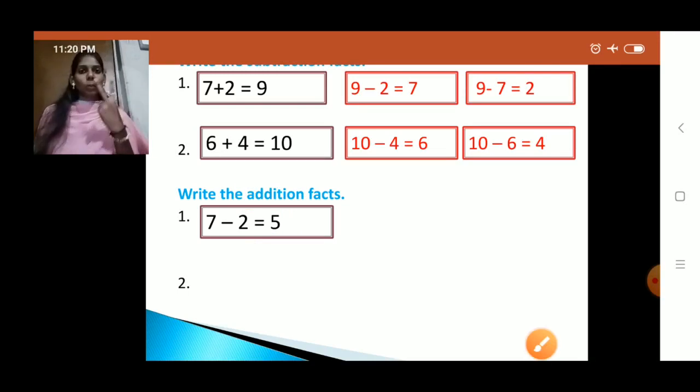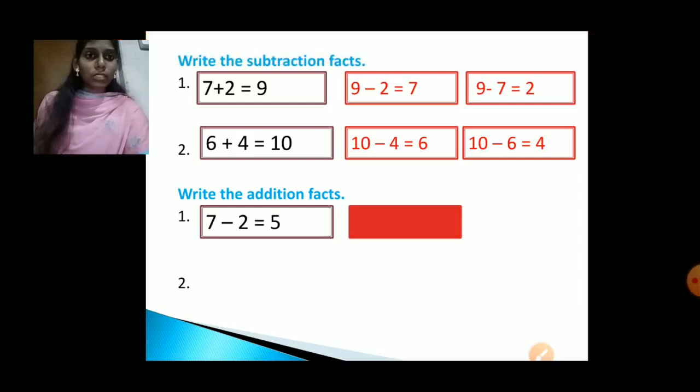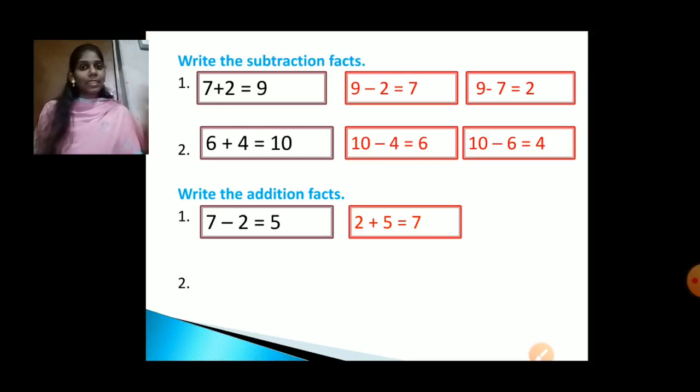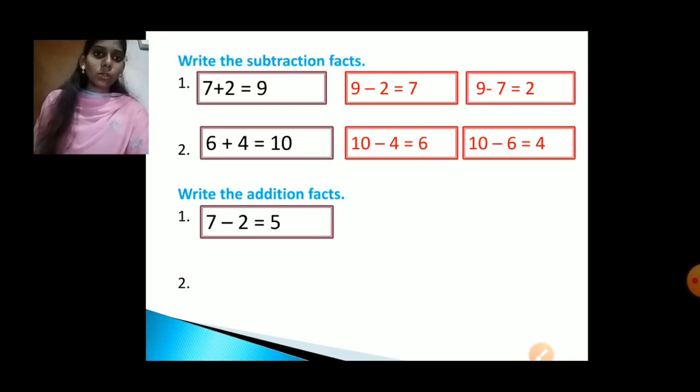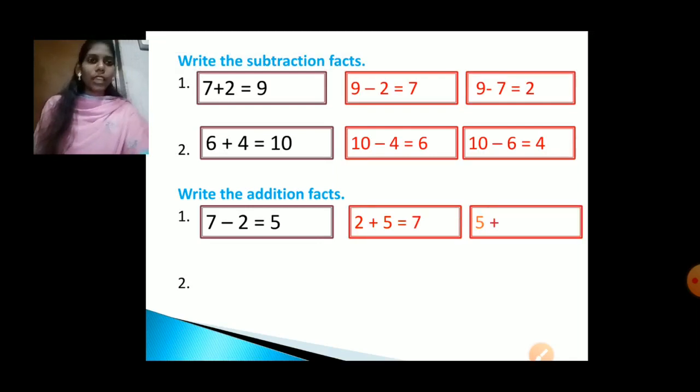So 2 plus 5 equals how many? Tell me. 2 plus 5 equals 7. So we will write 2 plus 5 equals 7. And next is 5 plus 2 equals 7. So 5 plus 2 equals 7.